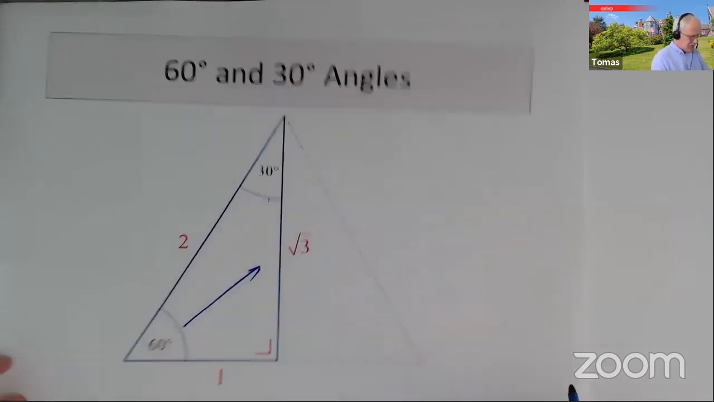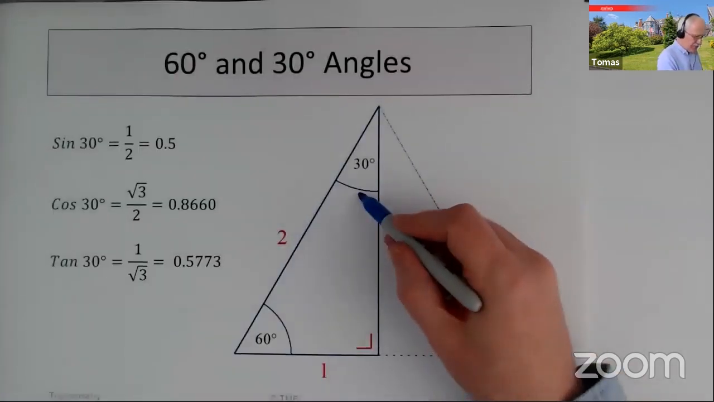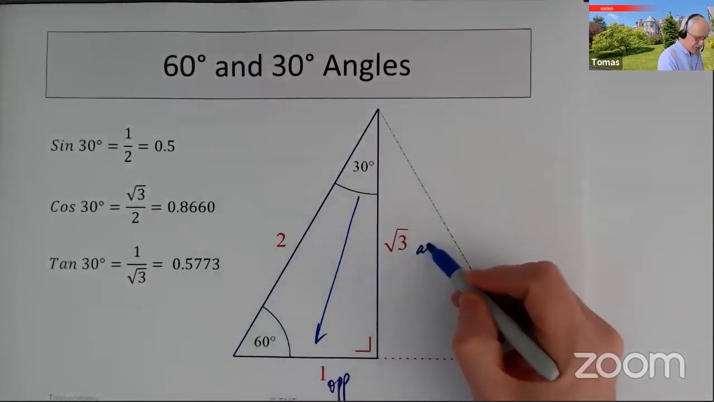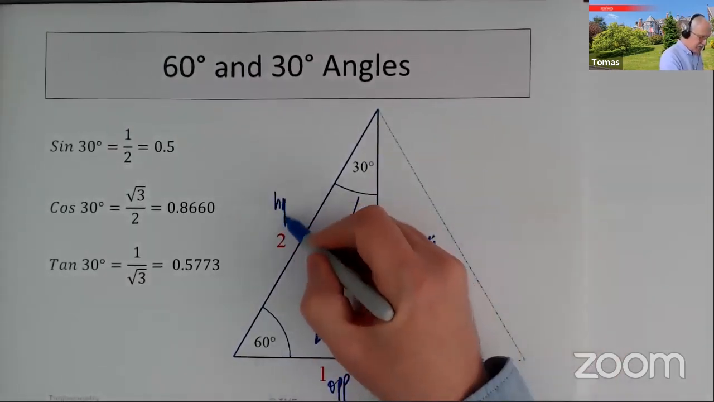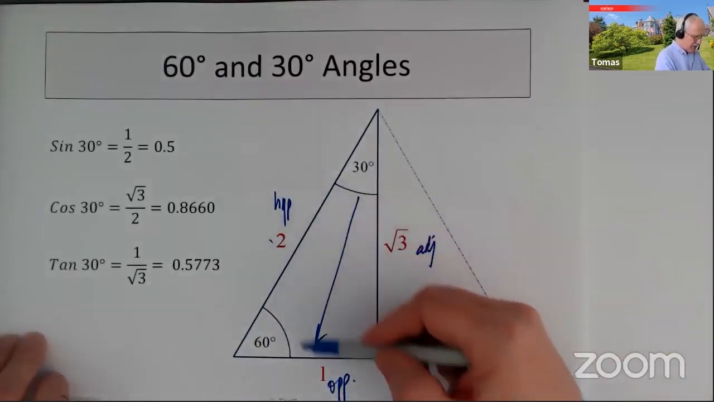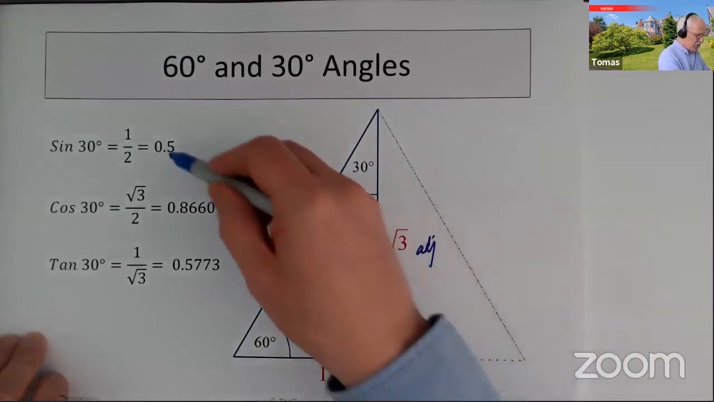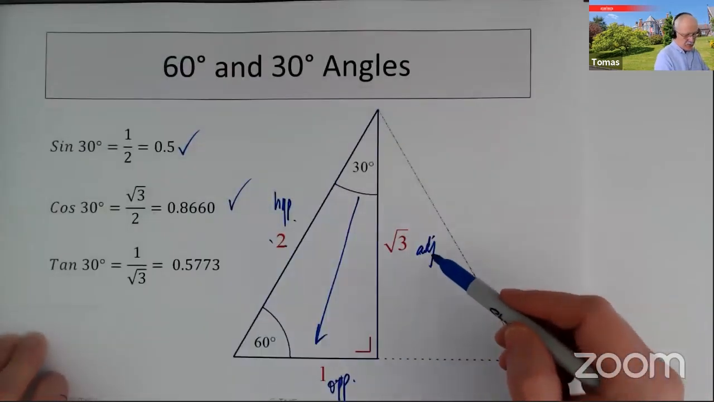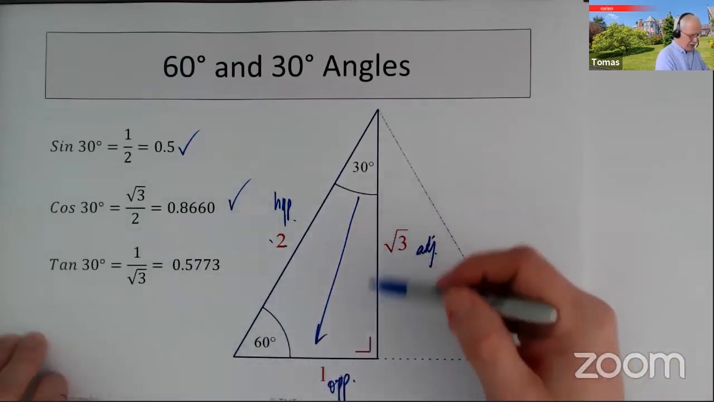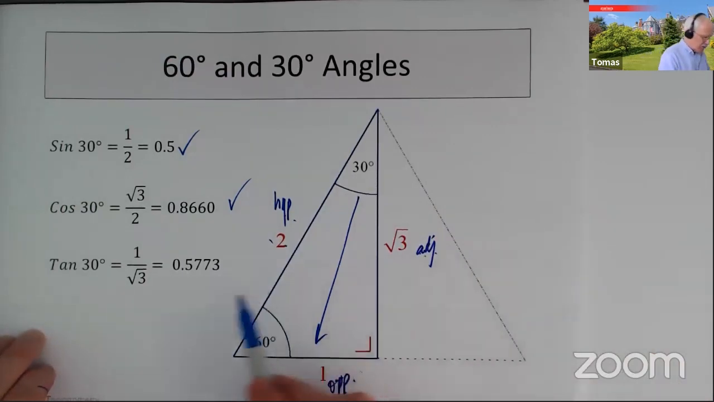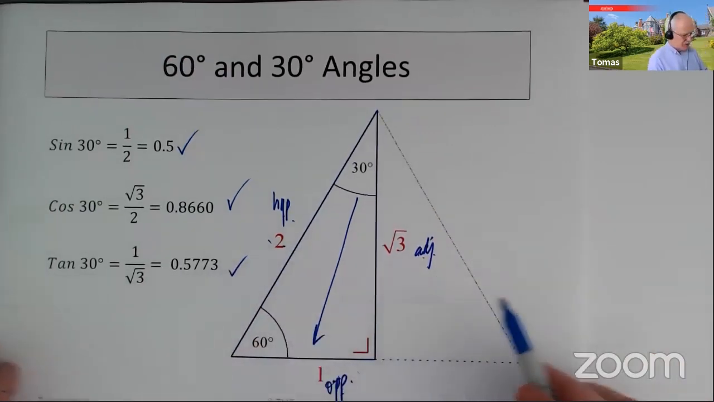So to get the 30 degree angle, we would start here, call this the opposite, this the adjacent, this the hypotenuse, and then say sine of 30 would be opposite over hypotenuse, 1 over 2. Cos would be adjacent over hypotenuse, and then tan would be opposite over adjacent, and you get it that way, opposite over adjacent. And that's the end of that.